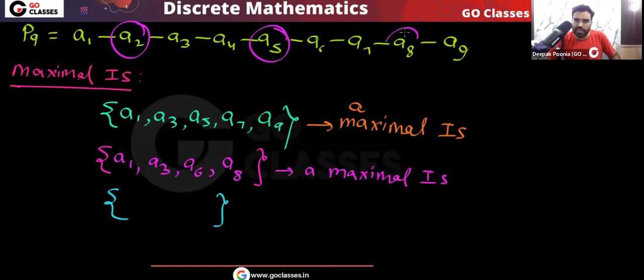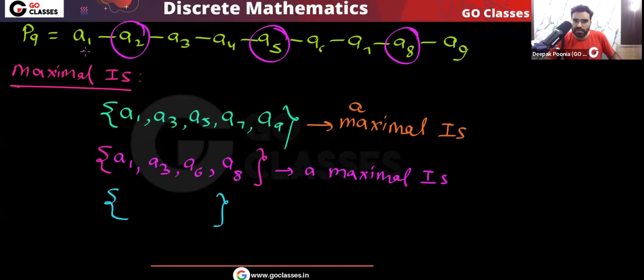Let me ignore A7 and take A8. Now if I take A8, then I cannot take A9, because A8 and A9 are adjacent. A7 and A8 are adjacent. I cannot take A6 because 5 and 6 are adjacent. 4 and 5 are adjacent, so I cannot take A4. 2 and 3 are adjacent, I cannot take A3. And 1 and 2 are adjacent, so I cannot take A1.